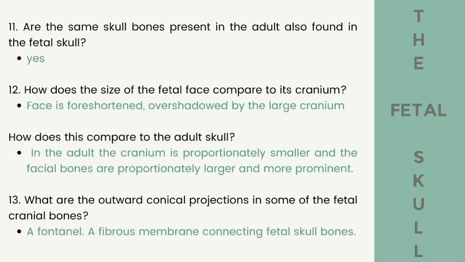Next, the fetal skull. Are the same skull bones present in the adult also found in the fetal skull? Yes. Number 12. The face is foreshortened, overshadowed by the large cranium. How does this compare to the adult skull? In the adult, the cranium is proportionately smaller and the facial bones are proportionately larger and more prominent.